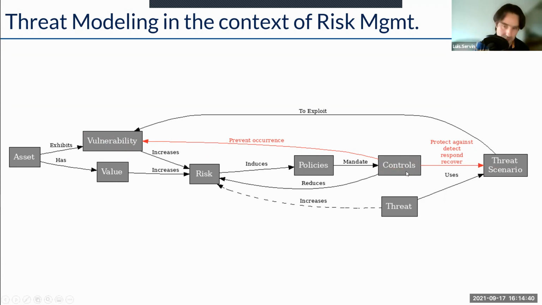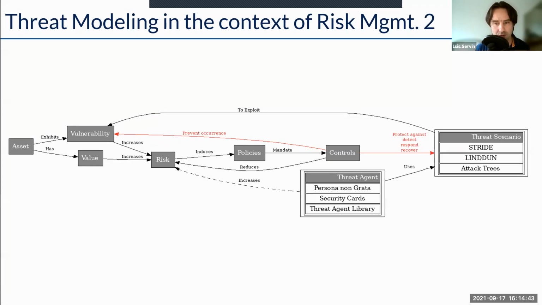So if we map some of the methodologies I pointed to in a couple of slides before, we will see that a threat scenario could be made up of STRIDE, LINDDUN, and attack trees, and they don't really consider who the threat agent is. If you're using Persona non Grata, security cards, or Intel's threat agent library, they give you some capabilities, but they don't give you what exactly will be happening. But what about the vulnerability?